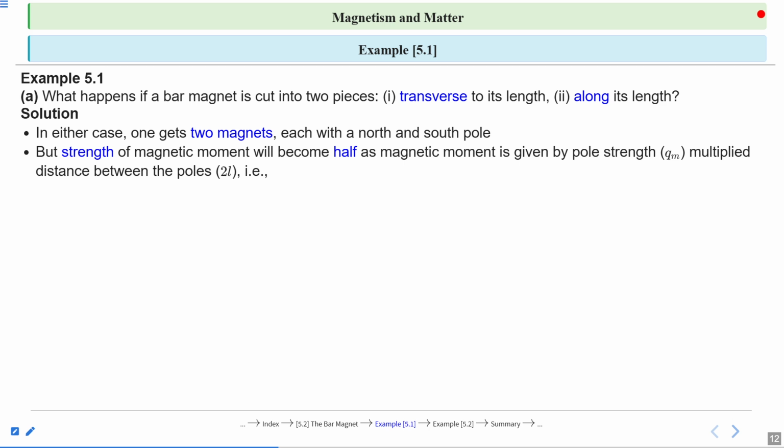magnetic moment will become half, as magnetic moment is given by pole strength multiplied by the distance between the 2 poles. So by this expression, M equal to Qm into 2L. If we cut a magnet transverse to its length, the length will become half, so the magnetic moment will decrease. If we cut it along its length, then the pole strength will become half. Eventually, the magnetic moment will decrease in both cases.